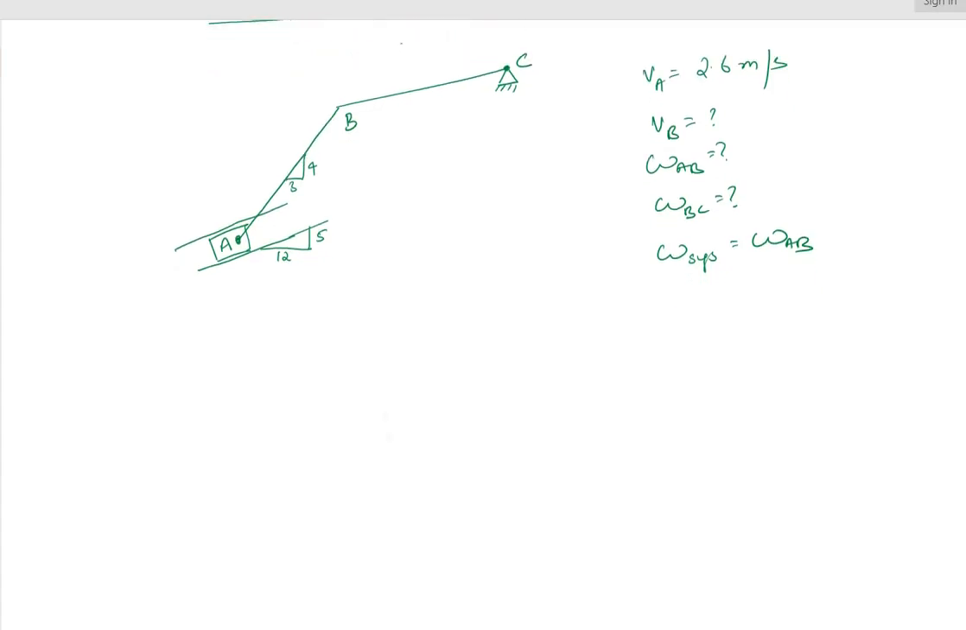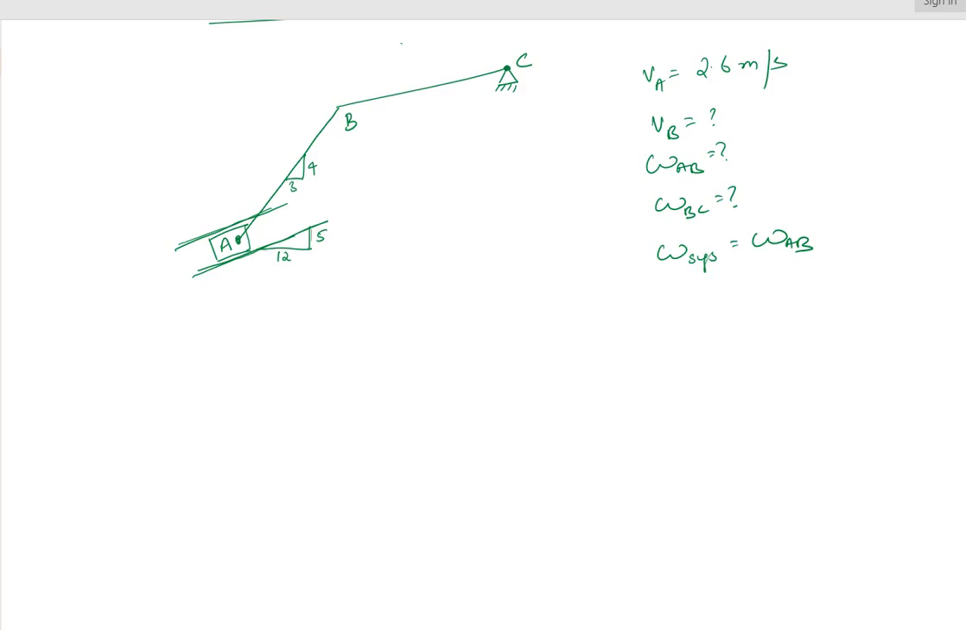So the next problem is like this. There are two bars, AB and BC. C is a pin joint, and A is connected to a bar which slides in this collar, you could say. The angles are not given in a straightforward way. They're given as these rise over runs, so that's okay. That's what we're going to use.